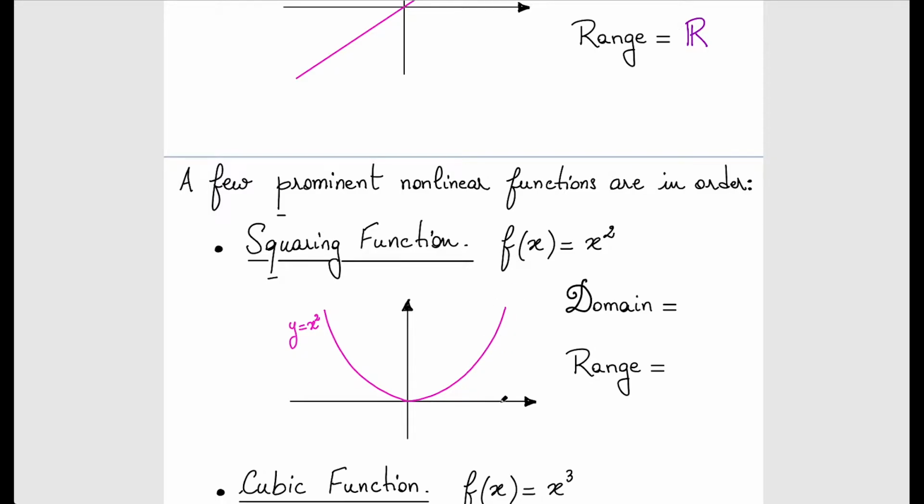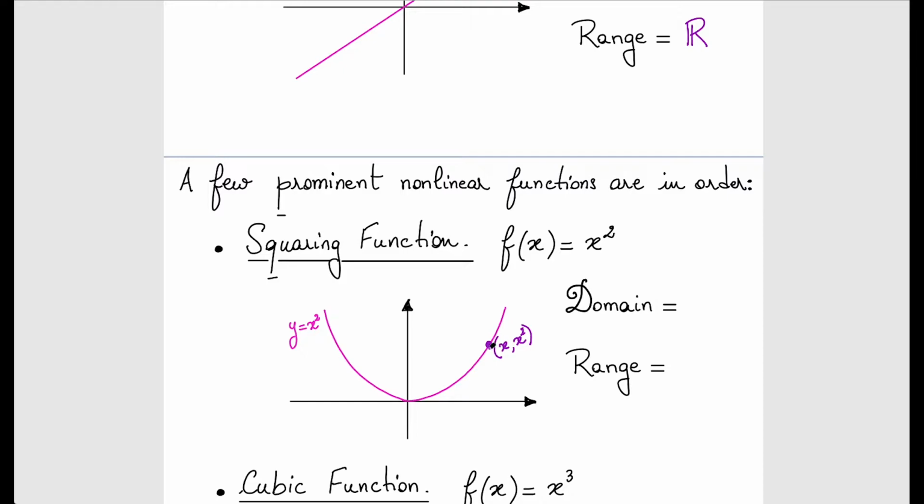The larger positive x, the larger y, and also the larger negative x, the larger the y. Okay. Recall that any point on this graph is going to look like x comma f of x, right? And f of x here is x squared. So every point here looks like x comma x squared.